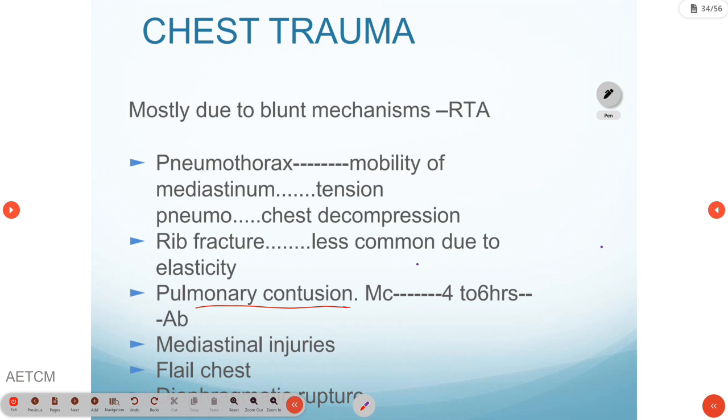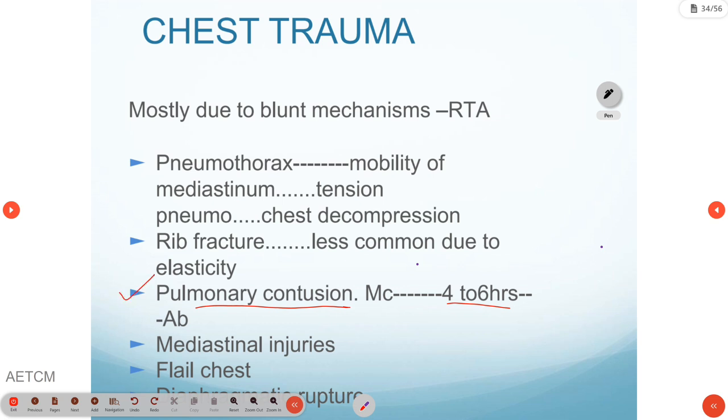Mostly it shows up on X-rays around 4 to 6 hours. So we should be assessing the child. If we suspect pulmonary contusion, we have to monitor the vitals of the child, keep track of the saturations, and repeat the X-ray after 6 hours. If we confirm pulmonary contusion, we should make sure the first set of antibiotics is given to the child because it can cause pneumonia in the pediatric group. So this is the most common chest trauma in the pediatric group.